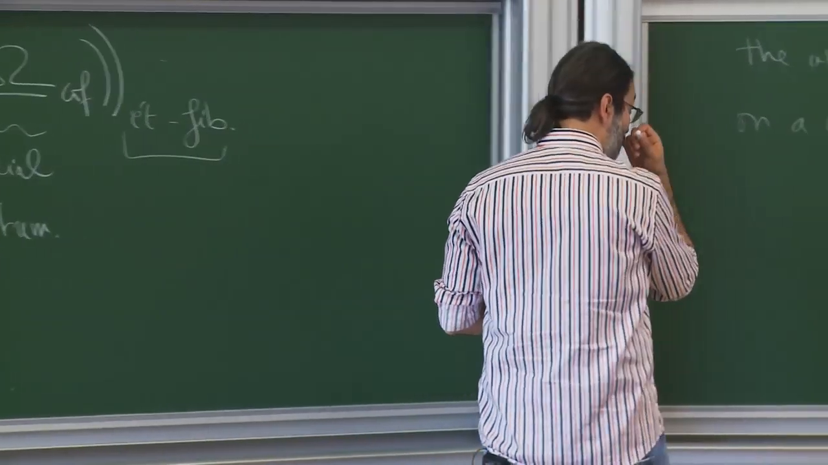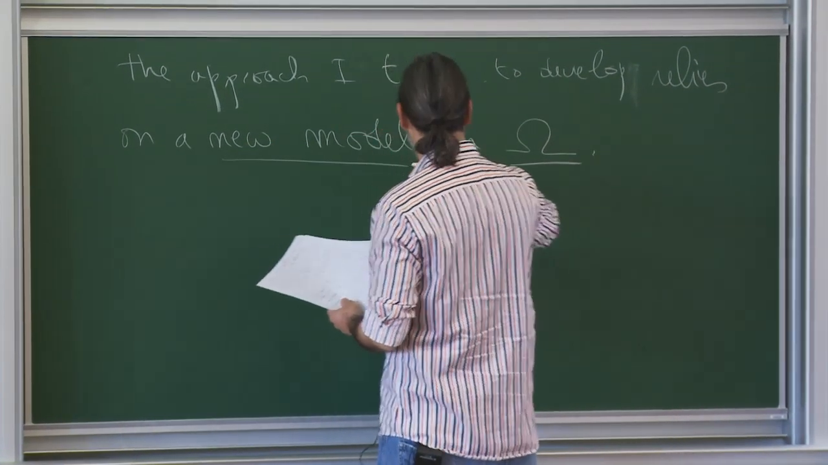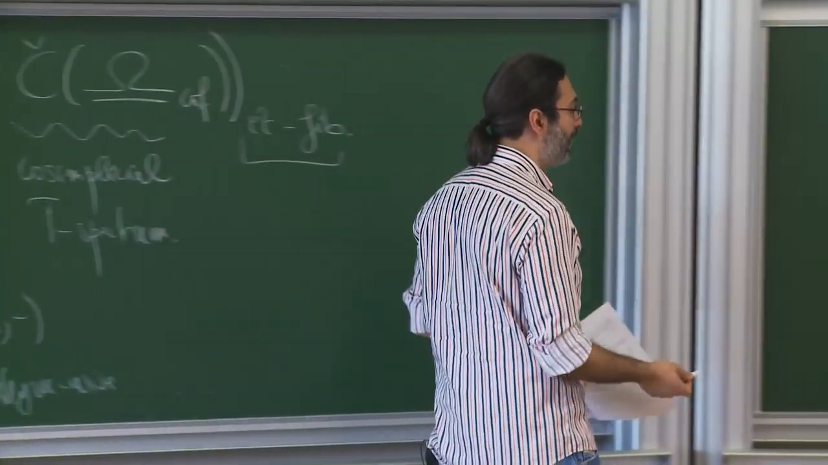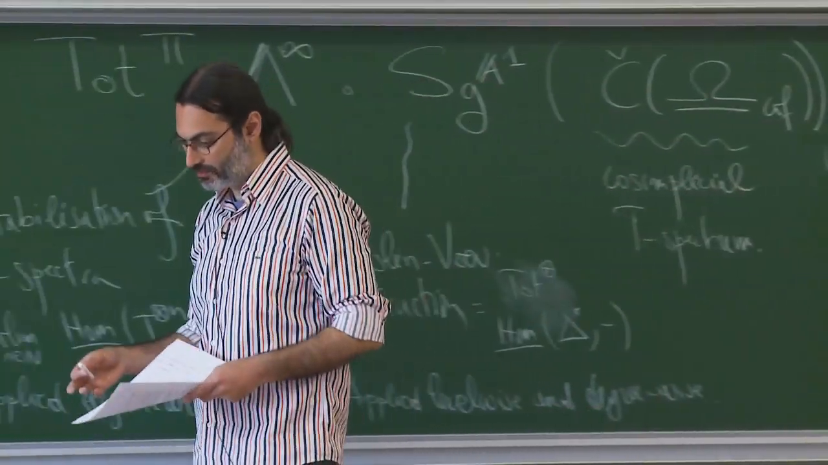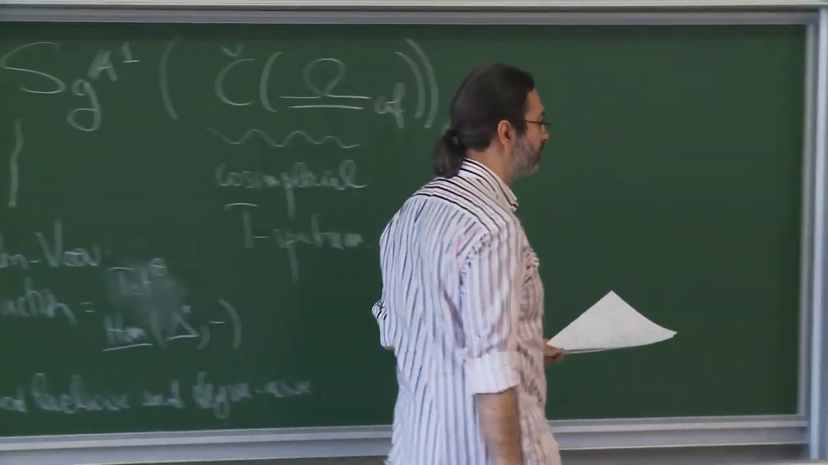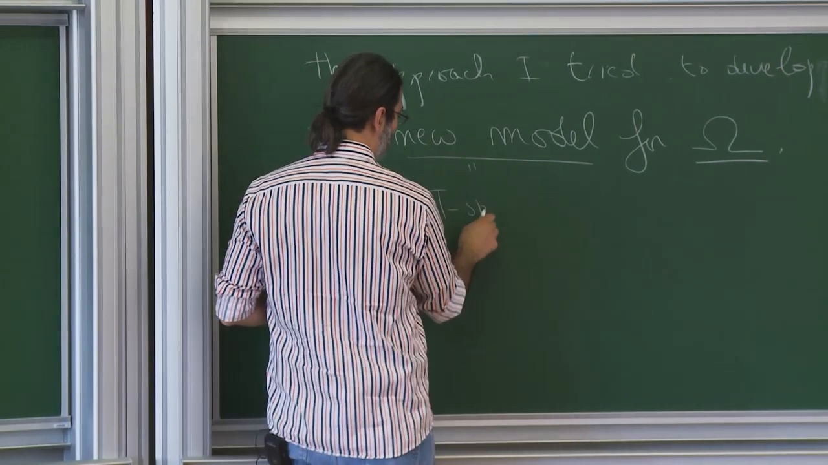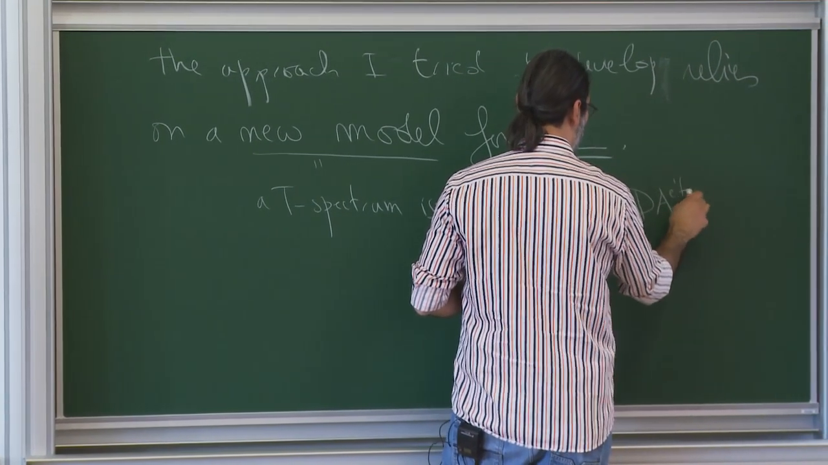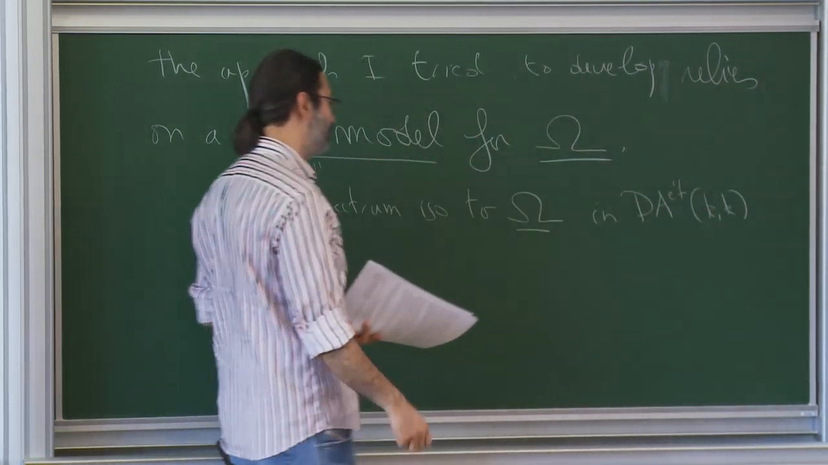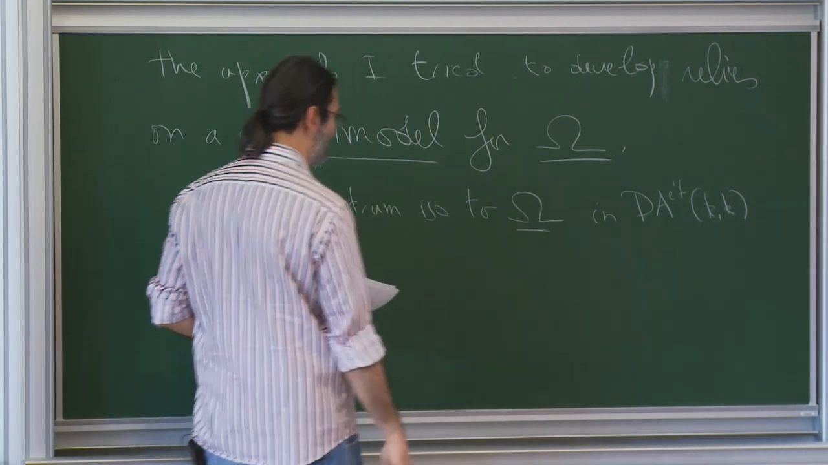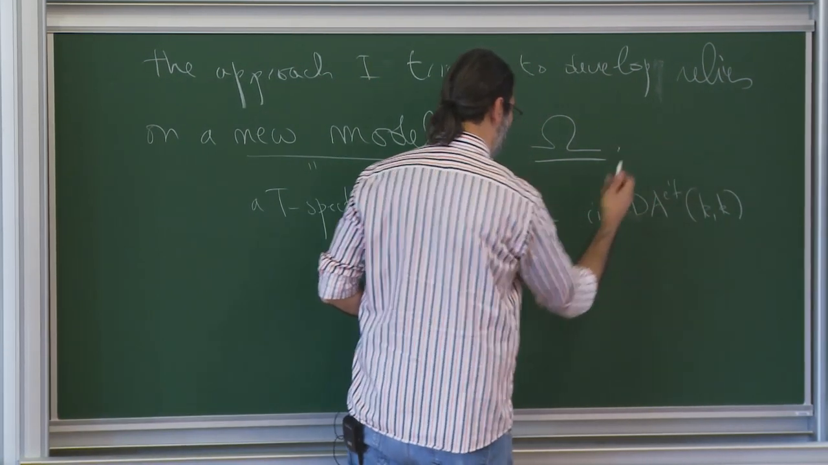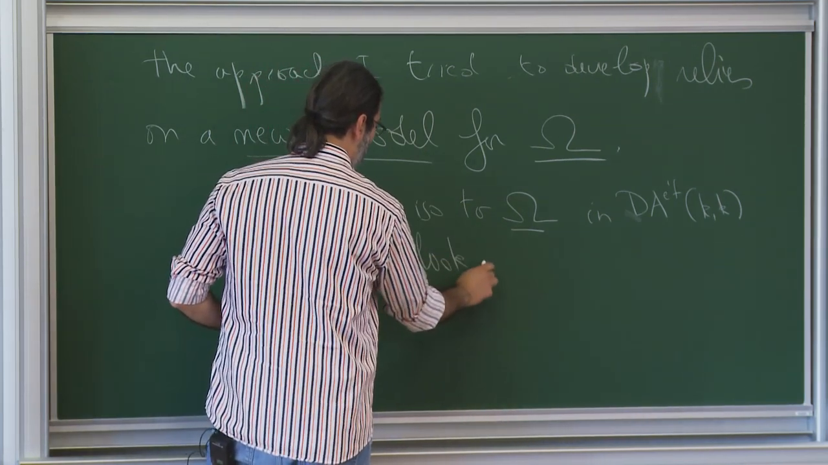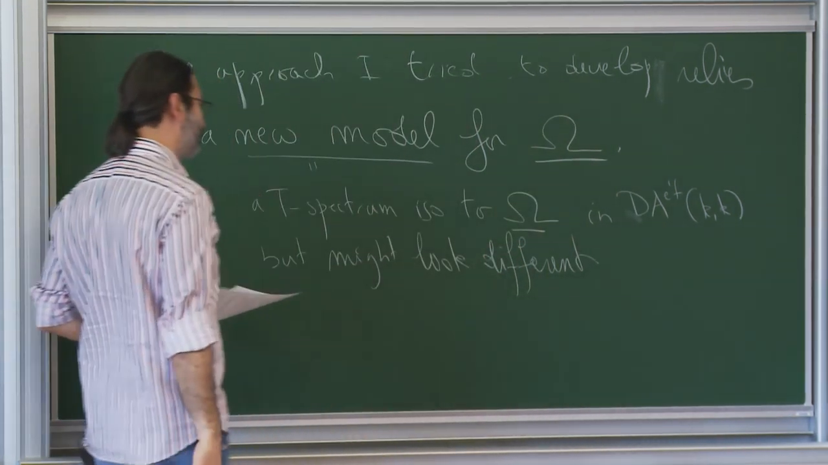All right. So the approach relies on a new model for omega. By a model of omega, I mean a T spectrum which will be isomorphic to omega in DA, but somehow looks different. It is a T spectrum isomorphic to omega only in DA. So it's a priori not level-wise quasi-isomorphic to omega as a T spectrum, but after localizing, it's isomorphic to omega. It might look different. This is what I call a model for omega.